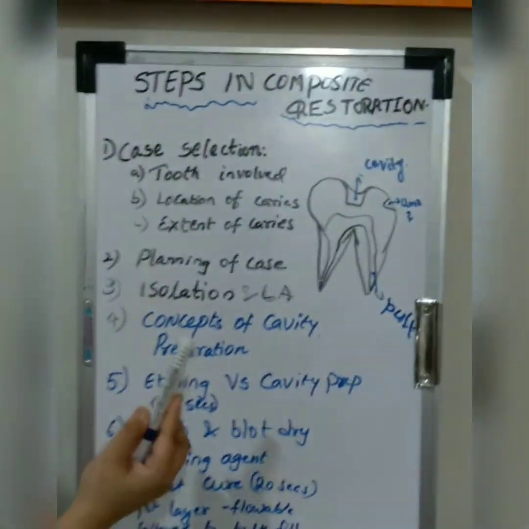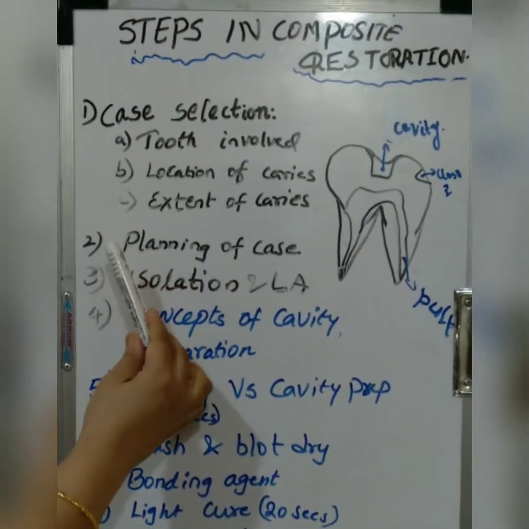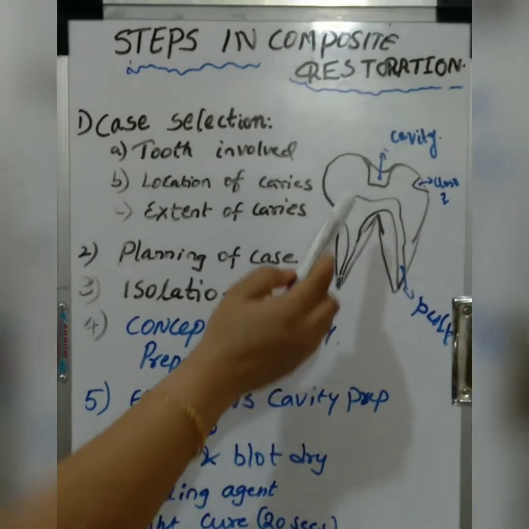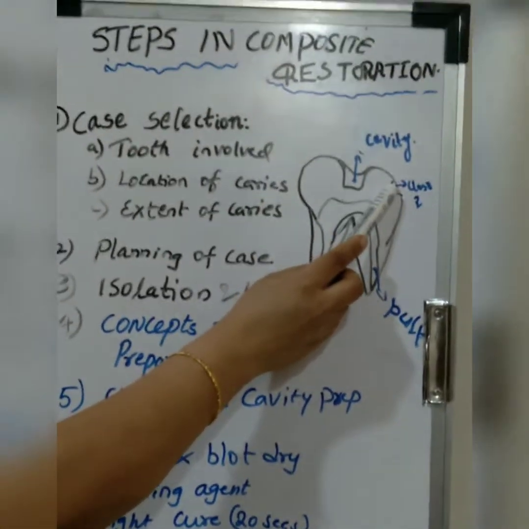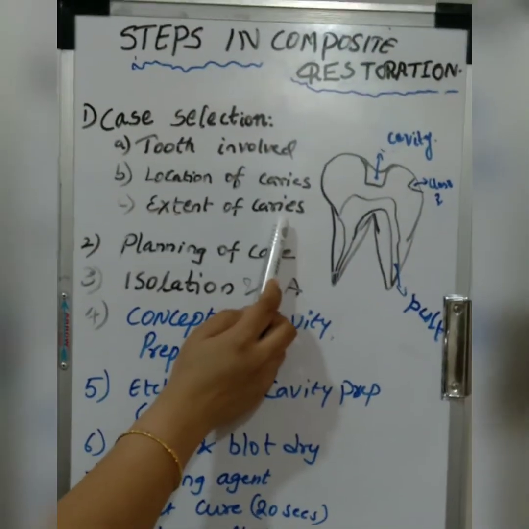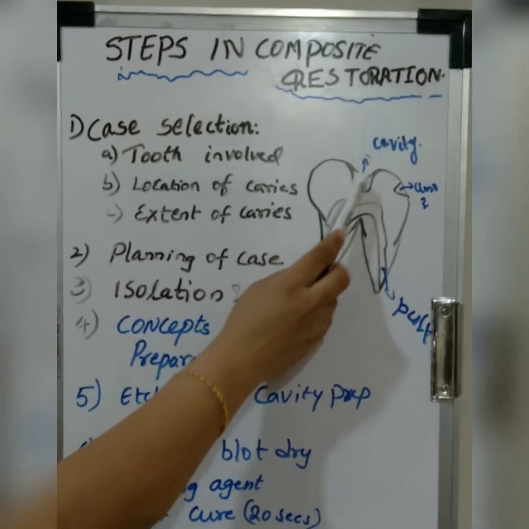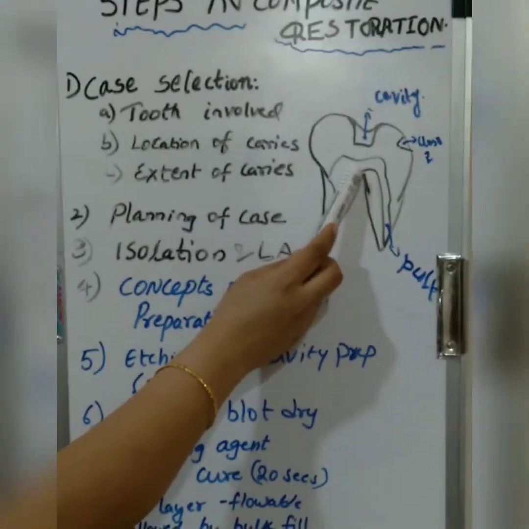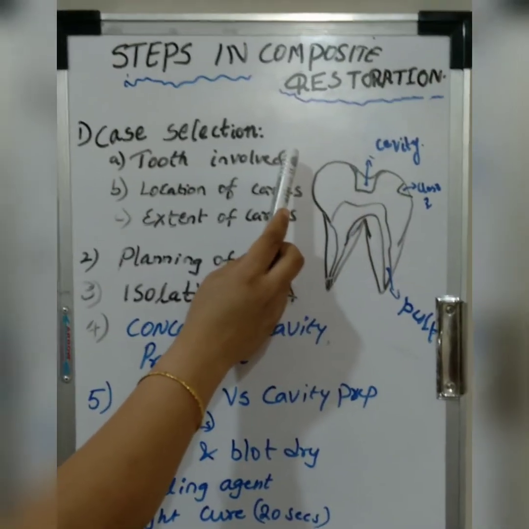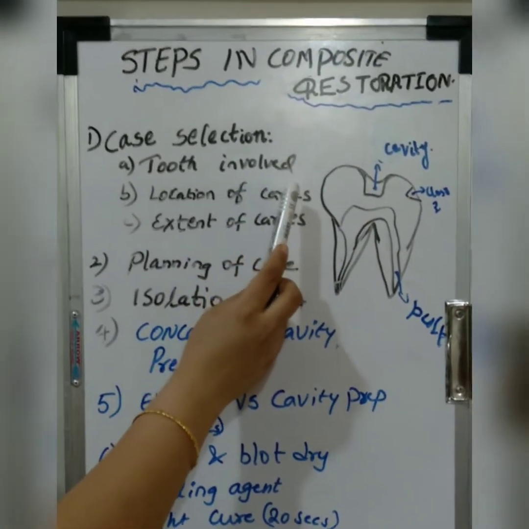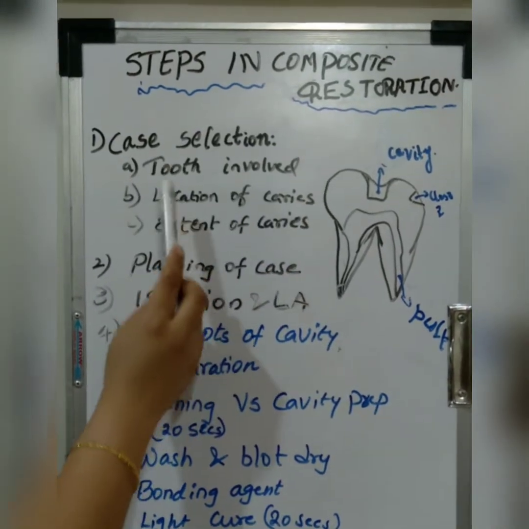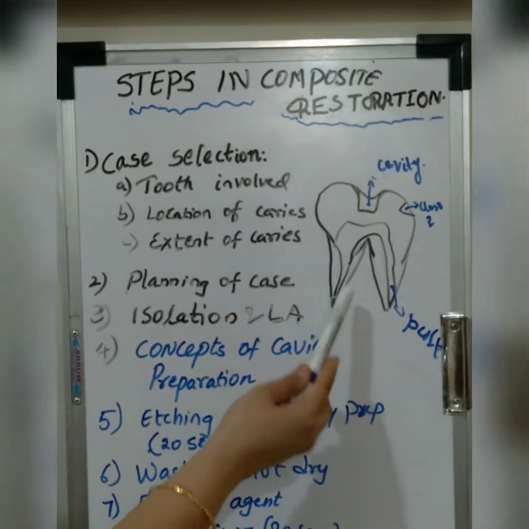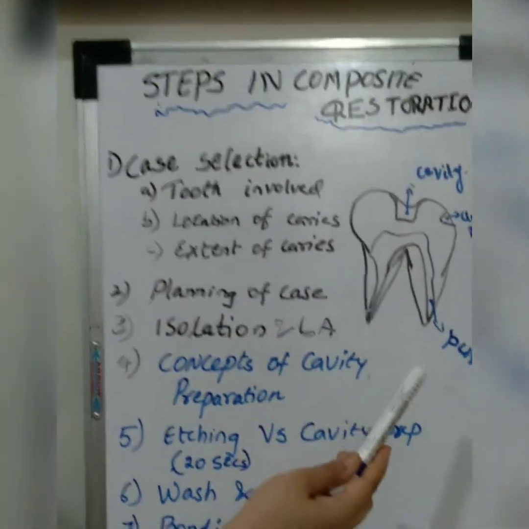First you have to see whether an anterior tooth is involved or a posterior tooth. Then the location of caries, whether it is occlusally involved or proximally involved. And the extent of caries, that means whether it involves only enamel or dentin, or how far it is from the vital tooth structure called the pulp. So in case selection, we have to see these three points. These three points are very important. Based upon these points only, we can decide which type of restorative material we need.